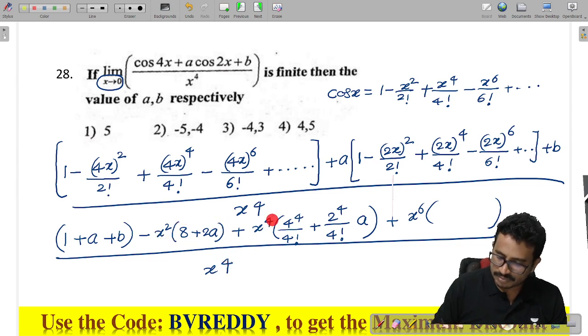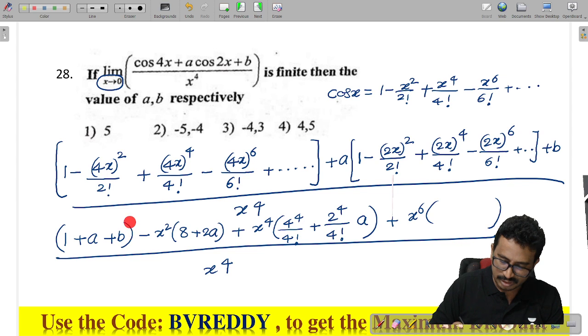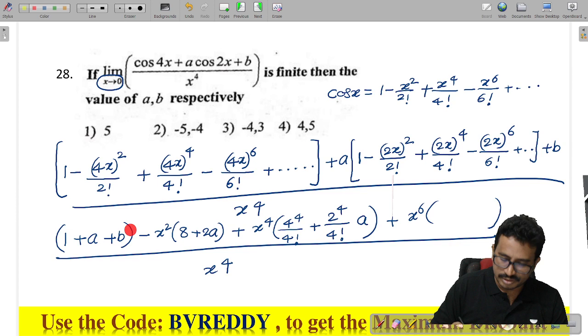Now from here onwards x power 4 will get cancelled. Now this term will be constant, tell me all of you. Then that is a finite answer. Remaining cases of x power 6 and x power 4, all the remaining higher order powers will become 0 because x tends to 0. So this term must be 0, and this term must also be 0. Otherwise, if these terms are non-zero, then something by x power 4 with x tending to 0 will become infinite.